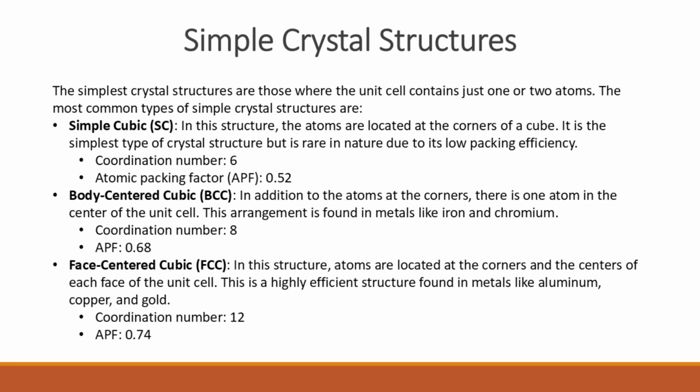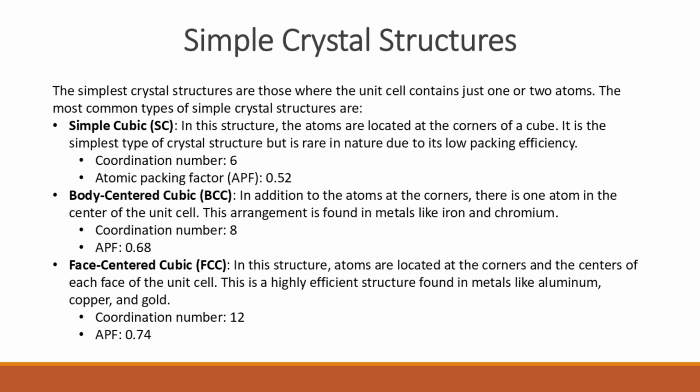Next, the body-centered cubic, BCC structure. Here, we have atoms at the cube corners plus one atom right in the center. This structure is found in metals like iron and chromium. It has a coordination number of 8 and an atomic packing factor of 0.68. Finally, the face-centered cubic, FCC, structure, the most efficient.